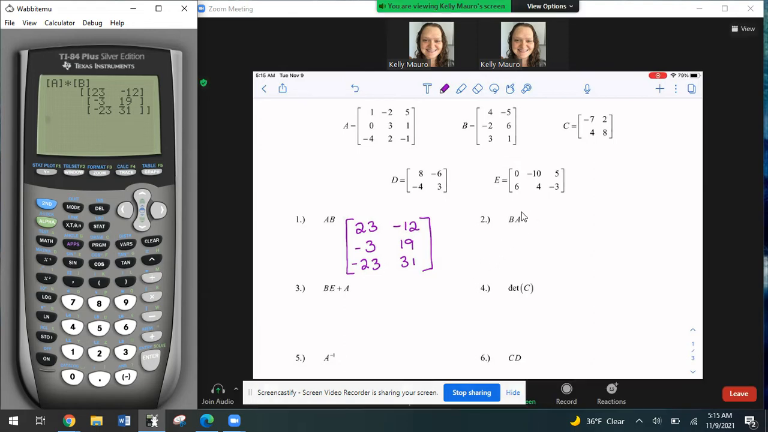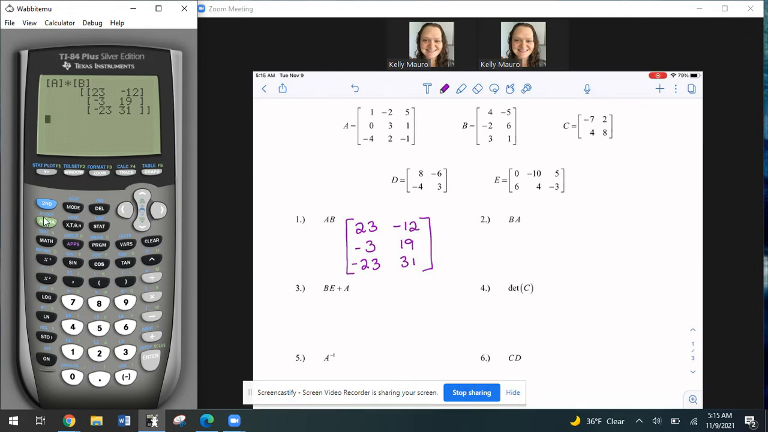So now the next one, I want to do B times A instead, which we know matrix multiplication is not commutative, so switching the order should give us a different result. So I'm going to do second matrix, and I want matrix B, and I want to do that times second into the matrix menu, matrix A, and then I hit enter. Now, a lot of times with matrices, you're going to get error codes. This one says dimension mismatch, okay? So let's take a look at why that is.